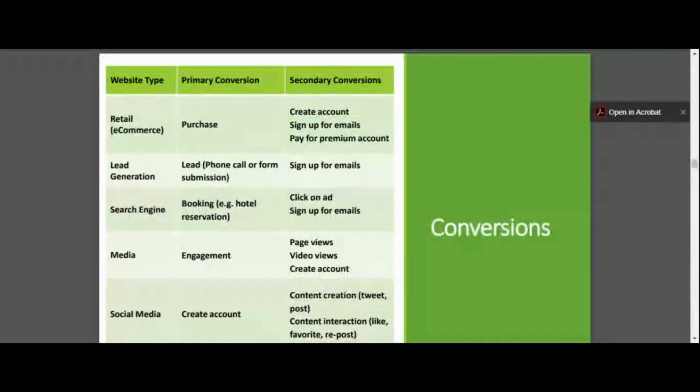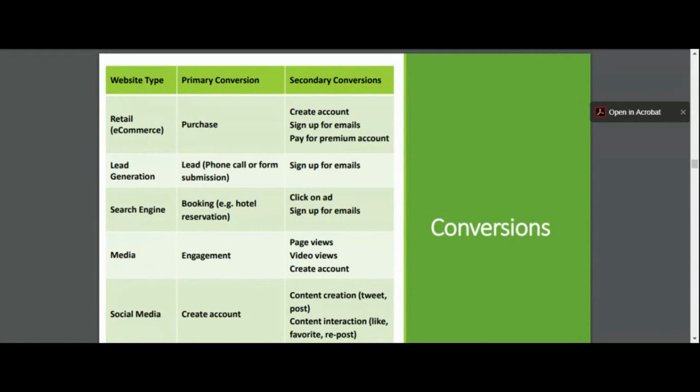Okay, so let's talk about the next big thing, which is conversion, because conversions are what we try to get, right? And that's how, if we spend $1, we want to get conversions. That's that return on investment, that conversion rate. So depending upon what type of website you set up, you have primary conversions, and then you could have secondary conversions. So what does that look like?